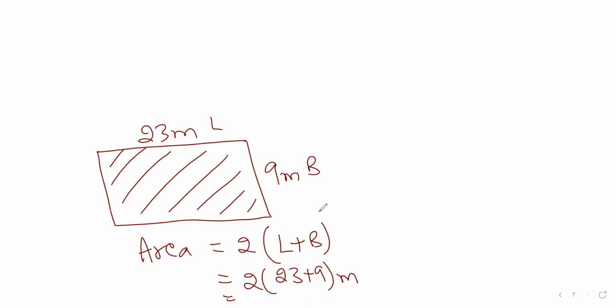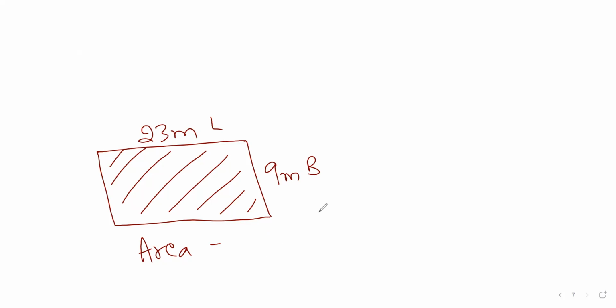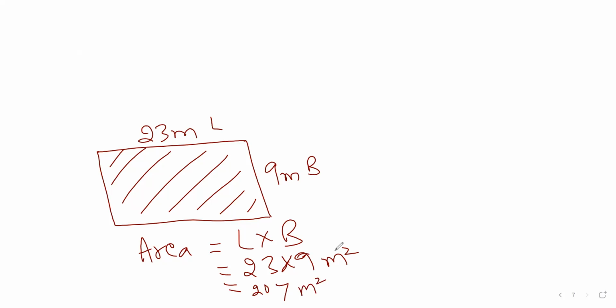Area formula is length into breadth. So you will write 23 into 9. Square meters, you always say square meters. So 9 3s are 27, 7 to carry over, 9 2s are 18 and 2 is 20. So 207 square meters. This is the area. So this is how you calculate. Very easy to do the word problems also.